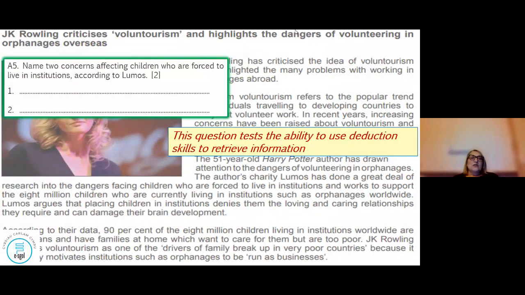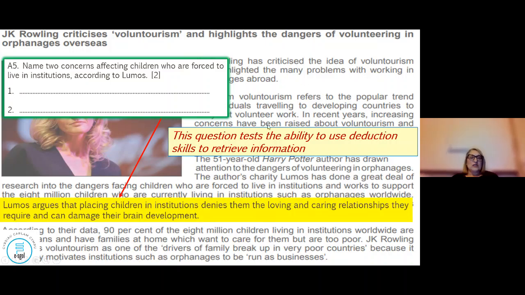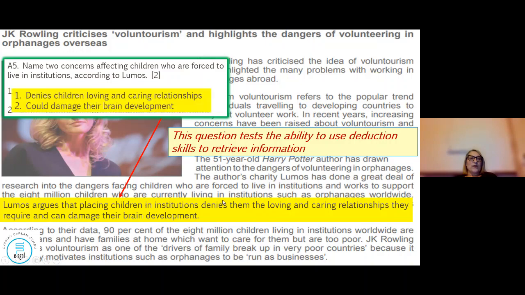Okay, the next one then, name 2 concerns affecting children who are forced to live in institutions according to Lumos. So again, this question tests the ability to use deduction skills to retrieve information. So it's again taking a look at the text and finding the information that is relevant. So if we look here, it says, Lumos argues that placing children in institutions denies them the loving and caring relationships they require and can damage their brain development. So the 2 concerns then are it denies them a loving and caring relationship and it can damage their brain development. So those are our 2 answers there. There we go. So again, it's a case of reading the text, looking at the question and trying to find the answer within that text.